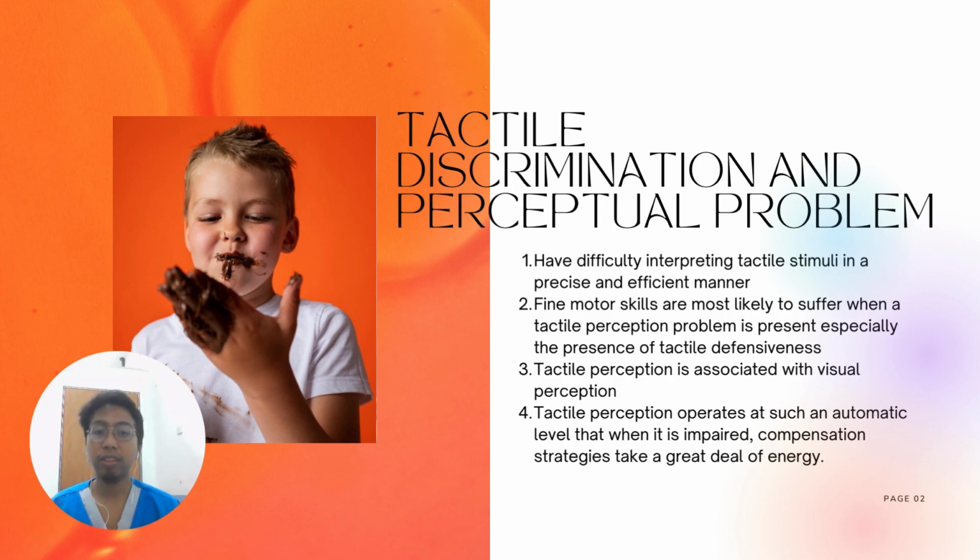Tactile perception is associated with visual perception. It's always linked. And tactile perception operates at such an automatic level that when it's impaired, compensation strategies take a great deal of energy. This is why touch, in a very basic way, is very important in sensory. Imagine they cannot touch different textures. They would feel very frustrated and very sad, even feeling like they are not normal.